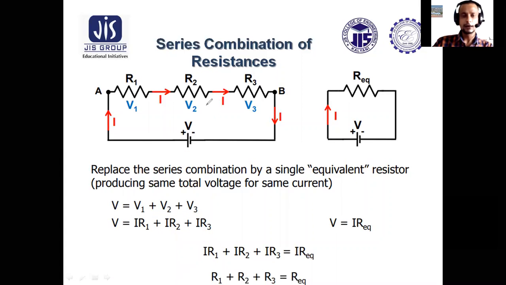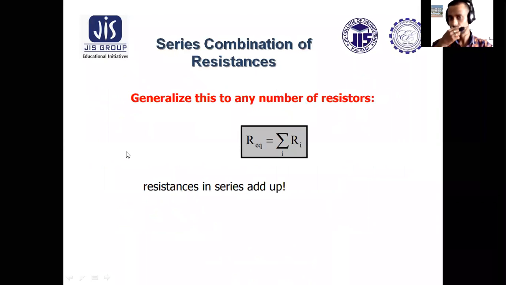So the conclusion is, for series combination of resistances, current through all the elements will be same, voltage across each element will be different, and total voltage is sum of all the voltages. Total resistance of the circuit will be summation of all the resistances in the series combination. So generalizing the formula, R equivalent equals summation of Ri. If there are 5 resistors, then it will be R1 plus R2 plus R3 plus R4 plus R5. So for series combination, resistances should add up.